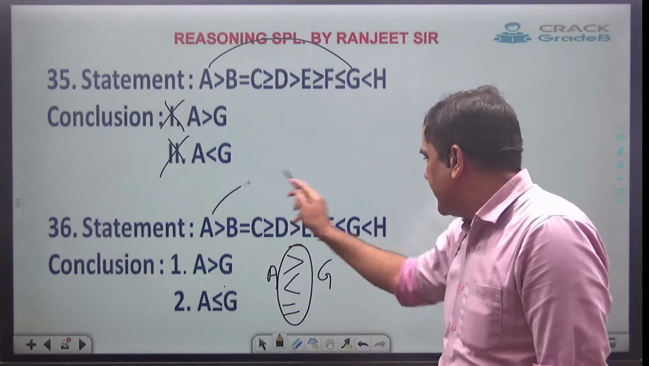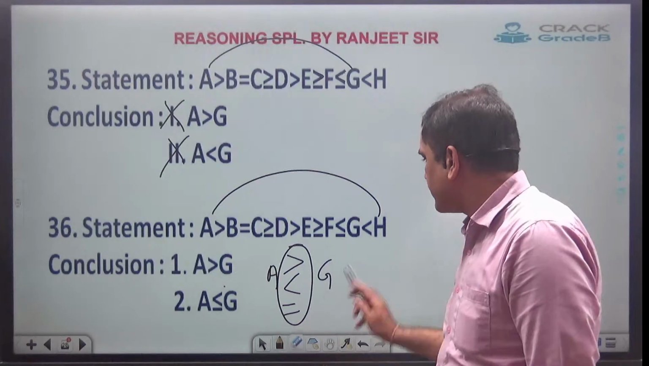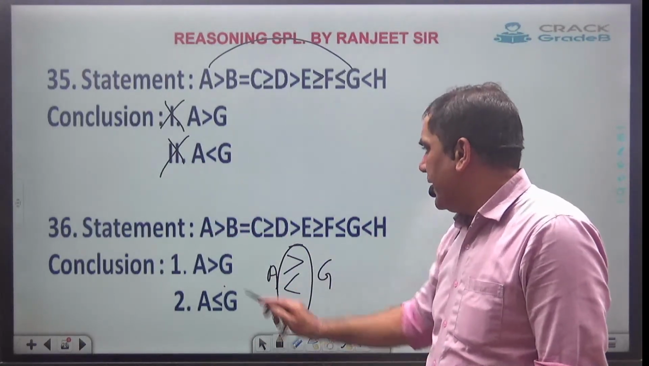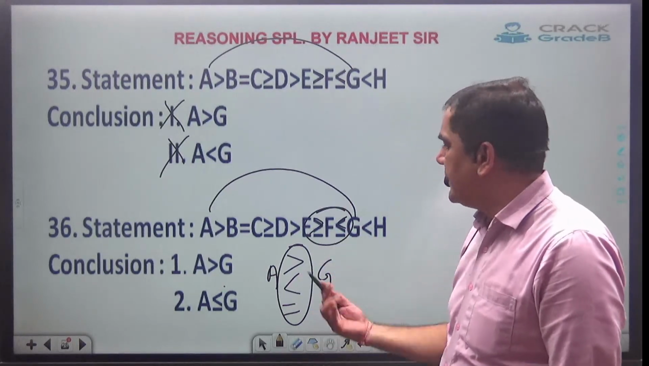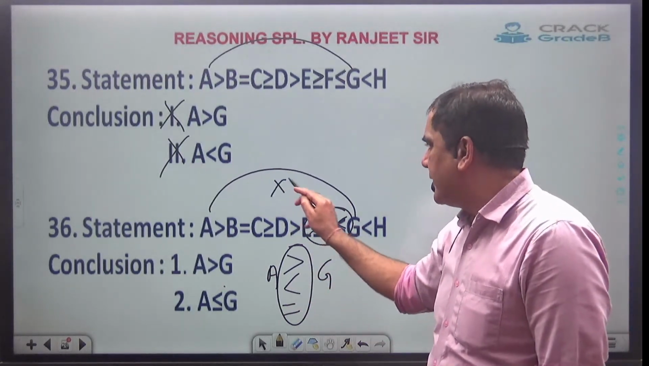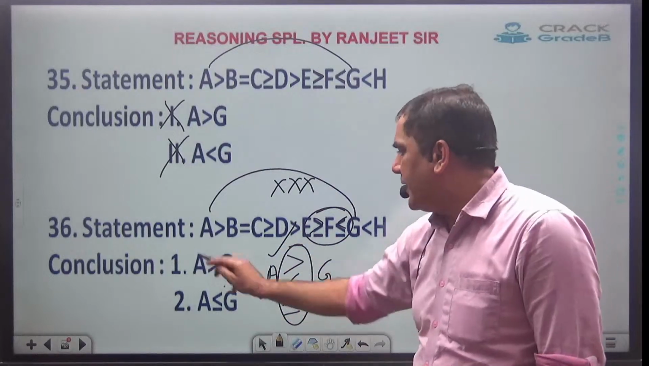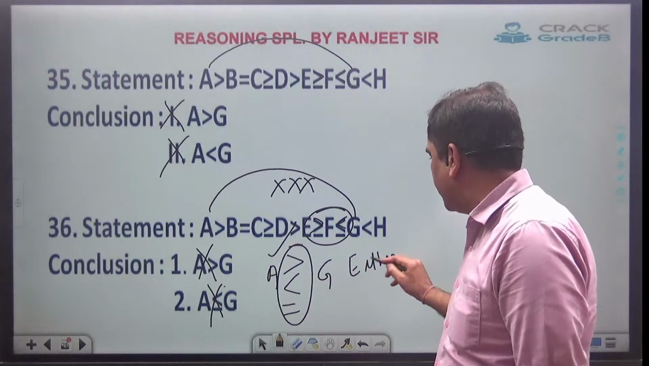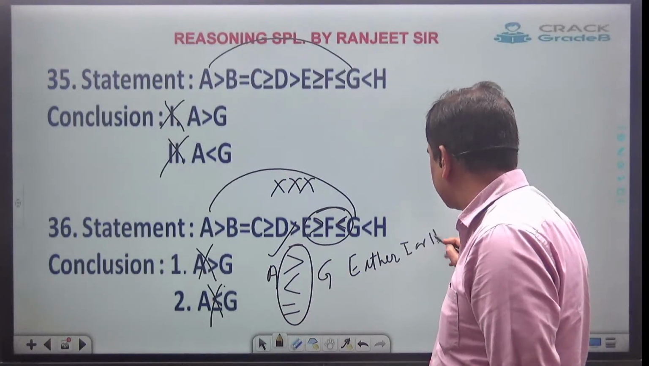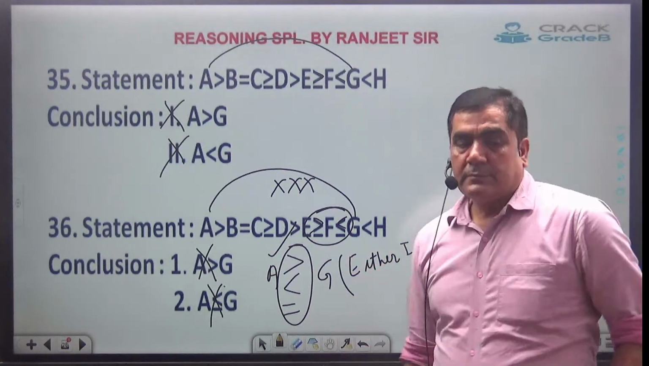Just check between A and G. See, both the symbols have come, means what? They don't have any relation. They don't have any relation means what? Either or is correct. The answer is either first or second. Clear?